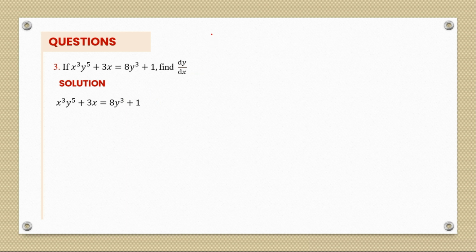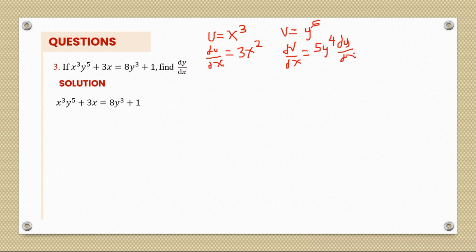So now we have u equal to x cubed, therefore du/dx is equal to 3x squared, and then v is equal to y power 5. When you differentiate that to get dv/dx, it is equal to 5y power 4. But since we're differentiating and dealing with y, we multiply it by dy/dx, just like that.